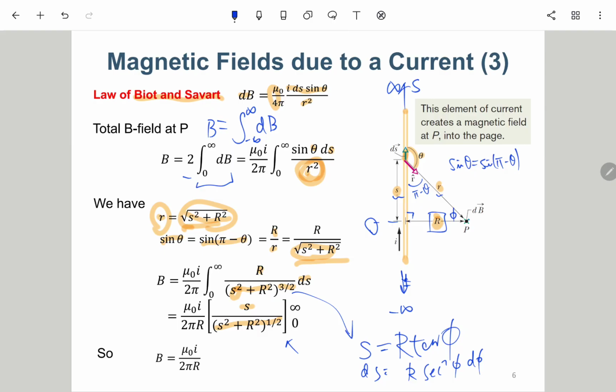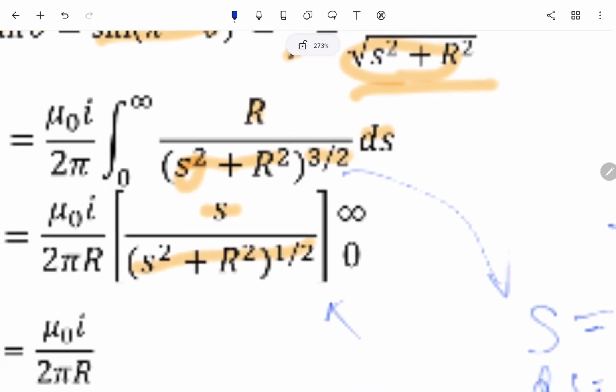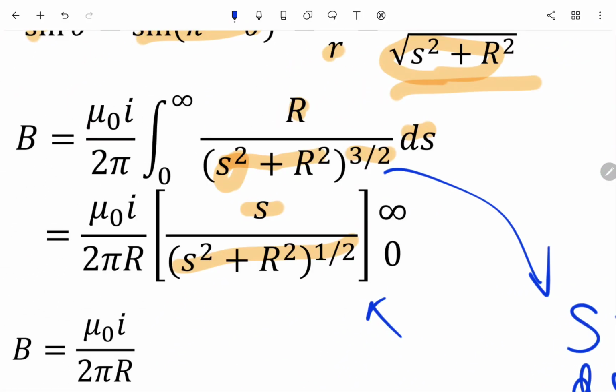Anyway, if you try to evaluate this antiderivative from 0 to infinity, if you plug in 0, this is 0 over something, which is 0. And then if you plug in infinity, it will be a 1, because this is infinity squared plus something finite, which can be ignored, so the square root of s squared is s itself, so s over s is 1. So this thing turns out to be a 1.